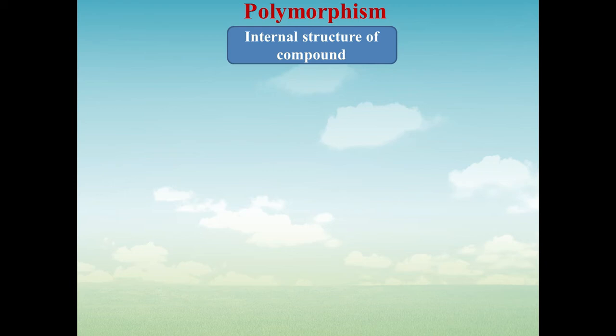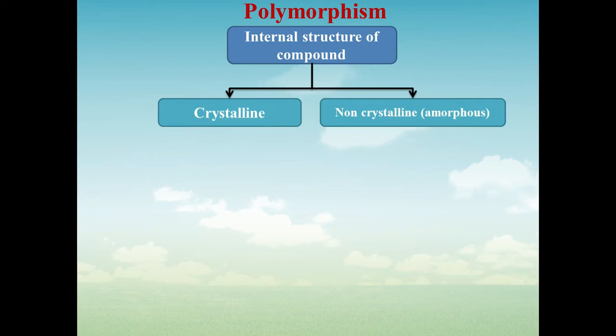If you want to study polymorphism, initially you need to know the internal structure of a compound. The internal structure of a chemical compound is generally divided into two groups. Which are these two groups? Amorphous and crystalline, that is right. Or we also say it is divided into crystalline and non-crystalline. Non-crystalline is also called amorphous.